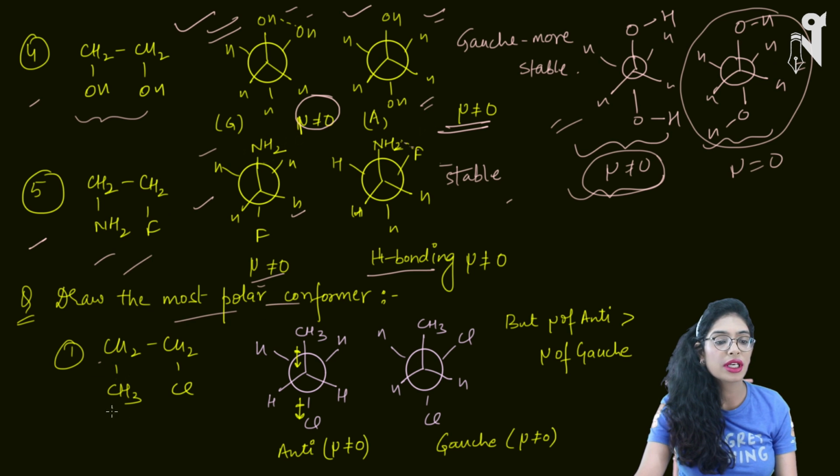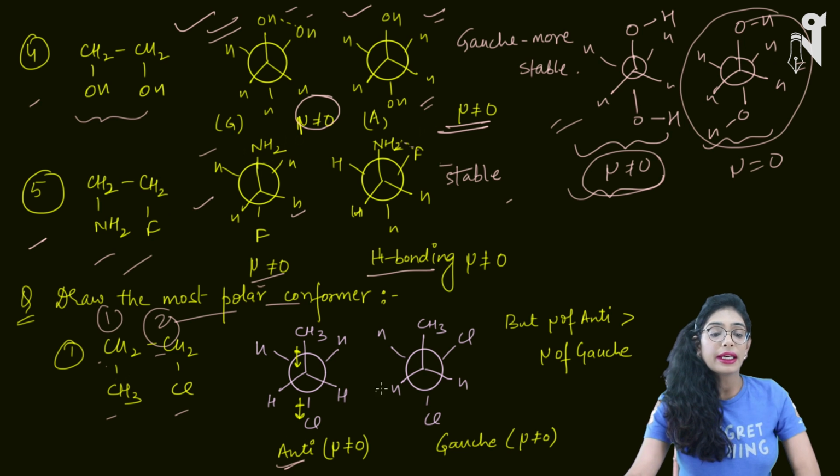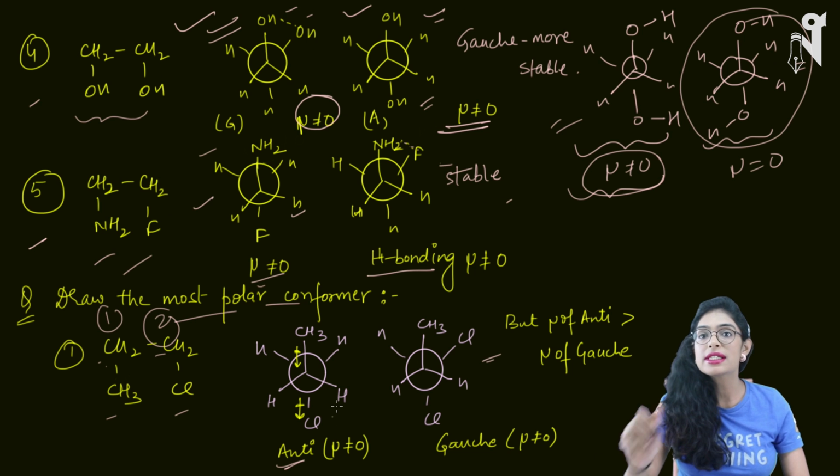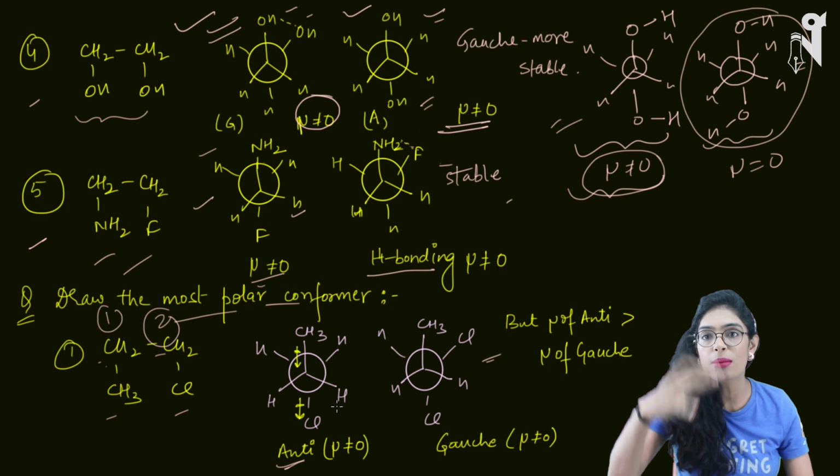We have CH2, CH3, CH2, Cl. So if we have to draw, we will draw it like this. CH3 up here, this is the first carbon, this is the second carbon. So one conformer is anti-like, I should not write anti, but yeah, anti-like conformer. And second is gauche conformer. CH3 and Cl are opposite to each other. It is in the form of anti, by the way.